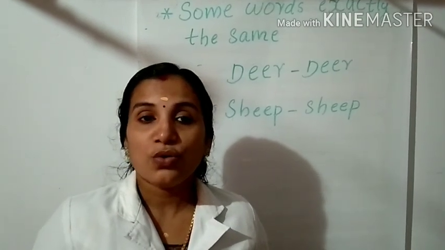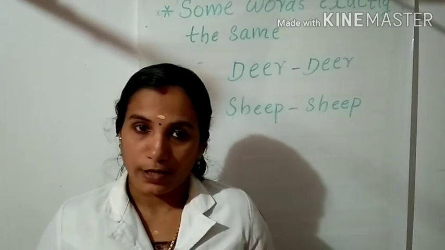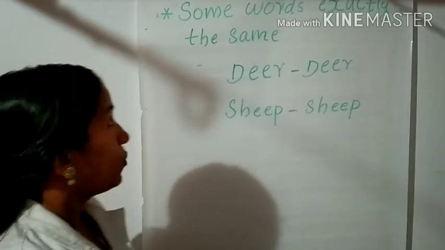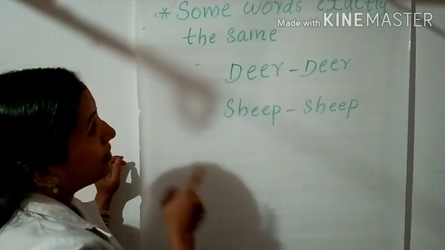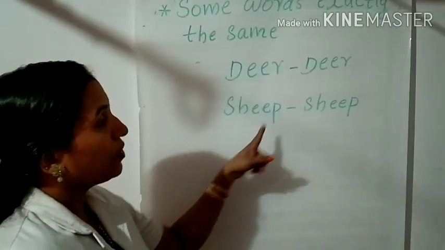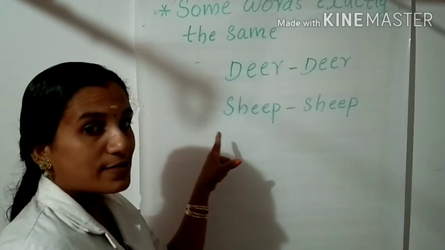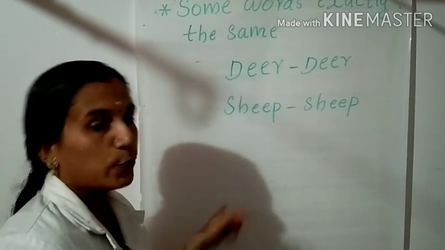And the third rule: some nouns are exactly the same. That means we use the word as both singular and plural. Just look at the board. Deer, deer. Sheep, sheep. These words we use as both singular and plural.